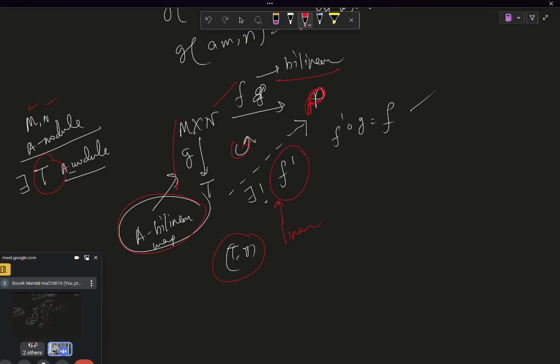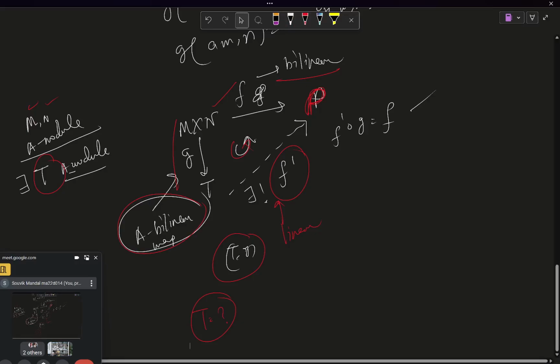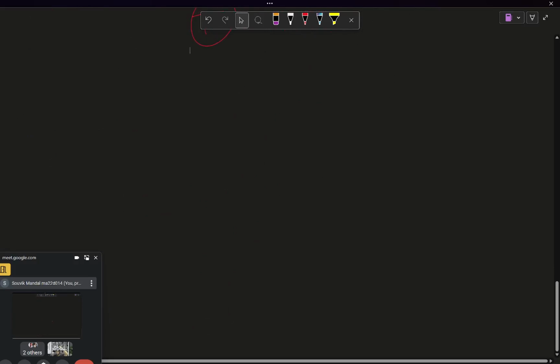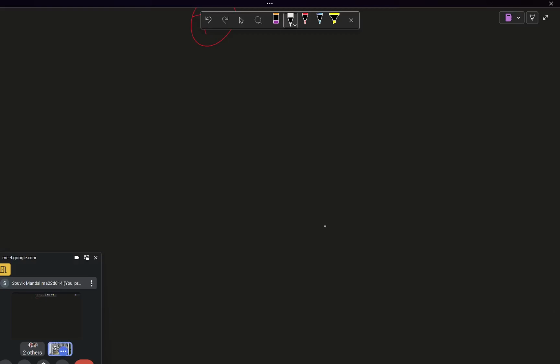Now the point is, first question: what is this T? So let's get into T first. T and G we need especially. Look, we have some modules M and N, which are A modules.